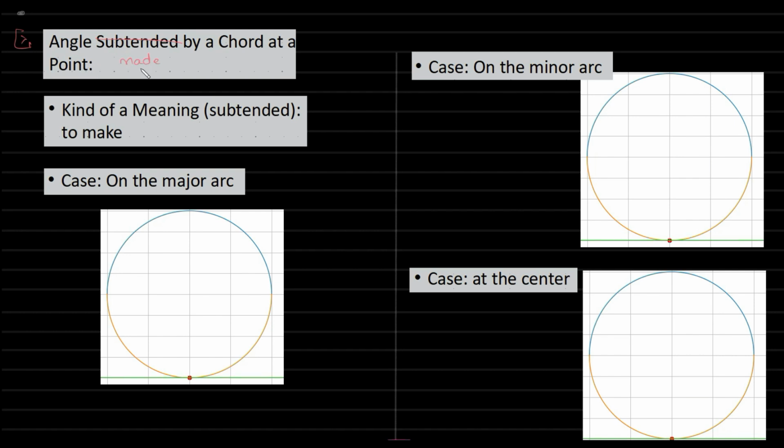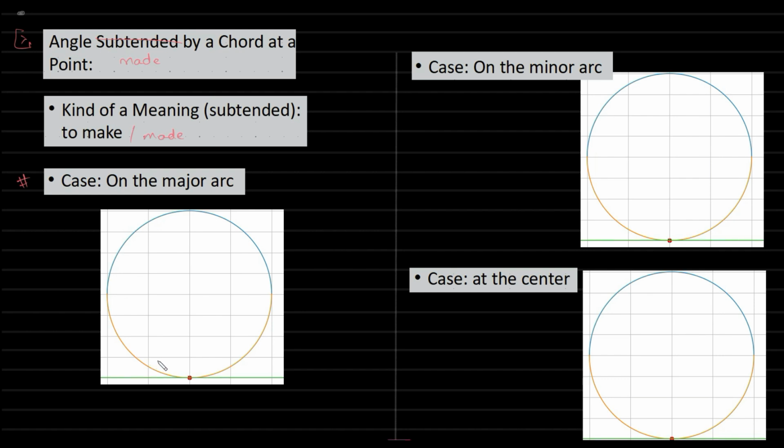I am asking you to use this word because it will make things simpler to understand. The exact meaning of subtend, you can web search, but using the word make, if not made, will help you clear the question up. Now what does it exactly mean?